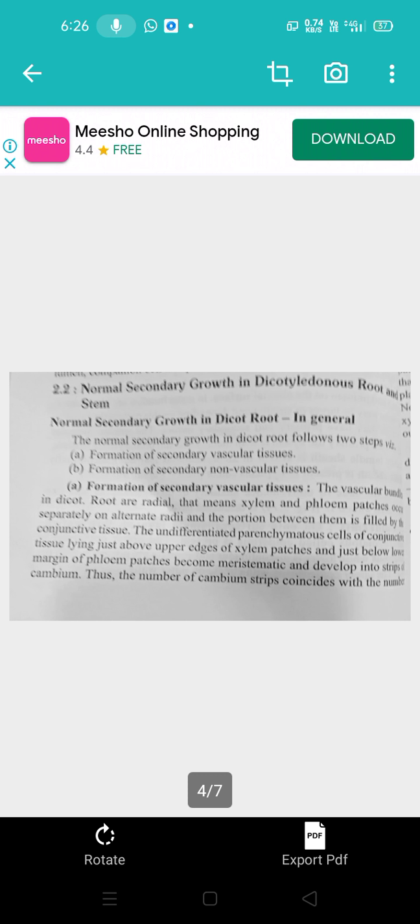First we will study the formation of secondary vascular tissue. The vascular bundles in dicot root are radial. That means xylem and phloem patches are separately on alternate radii and the portion between them is filled with the conjunctive tissue.